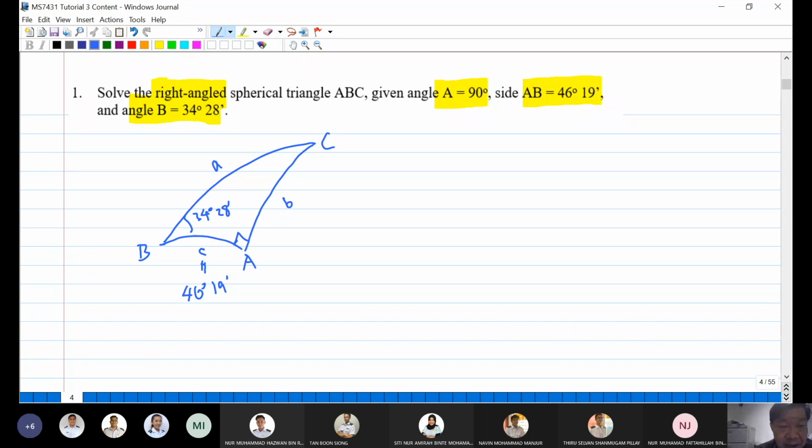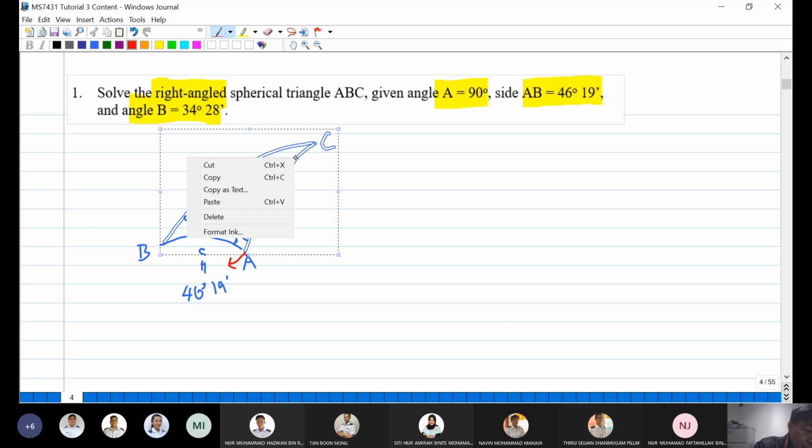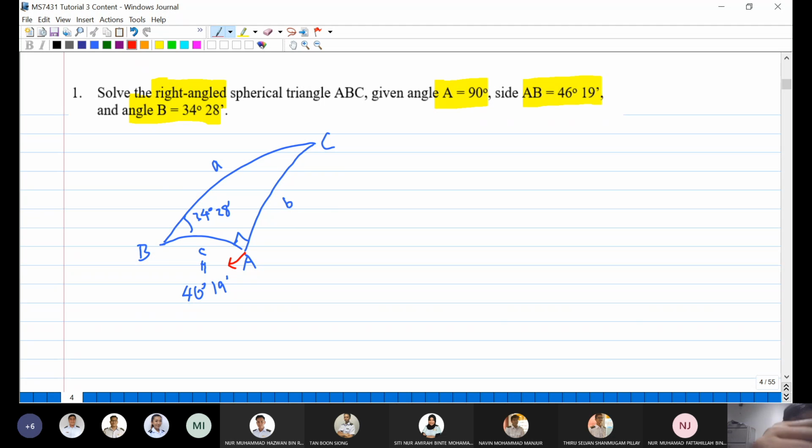Okay, so I have drawn the spherical triangle ABC, angle A 90 degrees, side AB is 46 degrees 90 minutes, which is the length of c now, and then angle B is 34 degrees 28 minutes there. So I'm going to traverse this triangle clockwise, right? So clockwise, I start from A first. So clockwise A, then B, so B clockwise, and C clockwise, right?